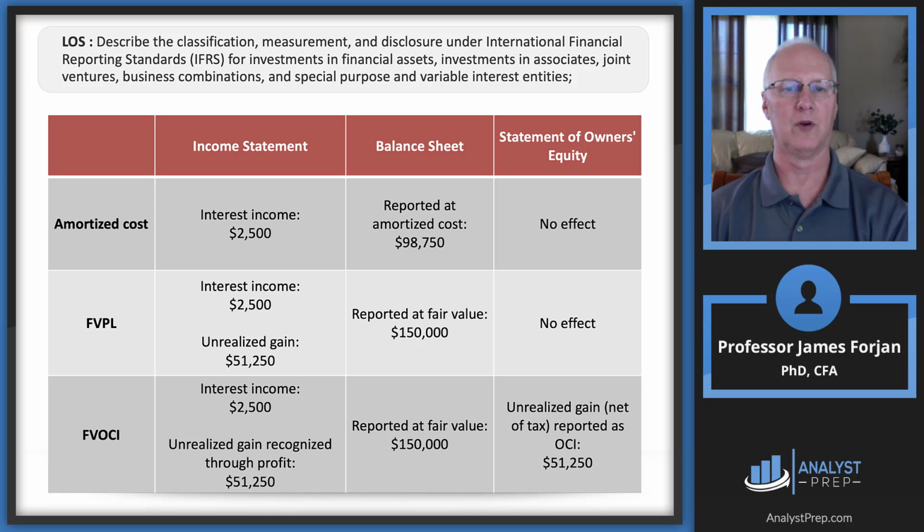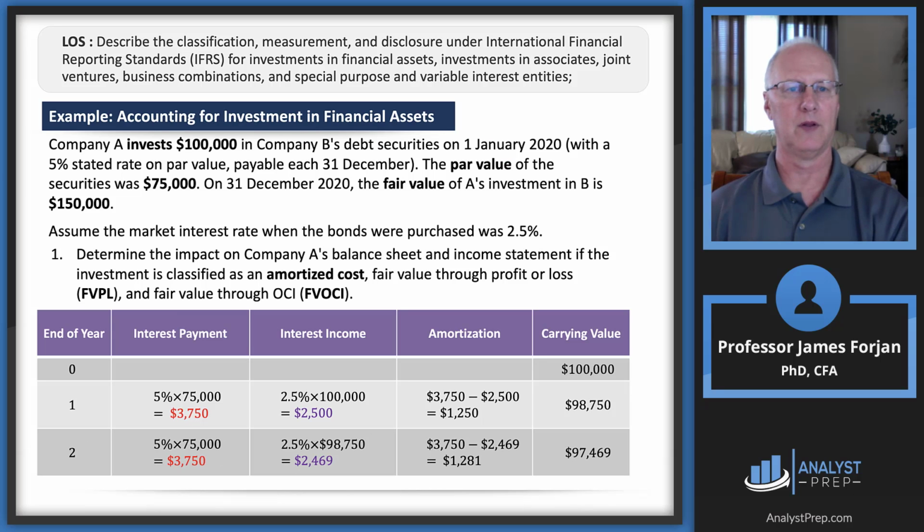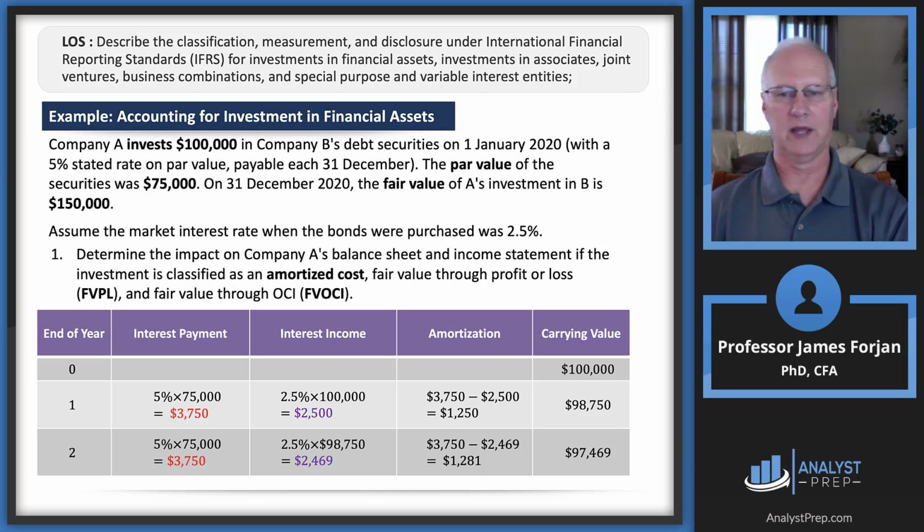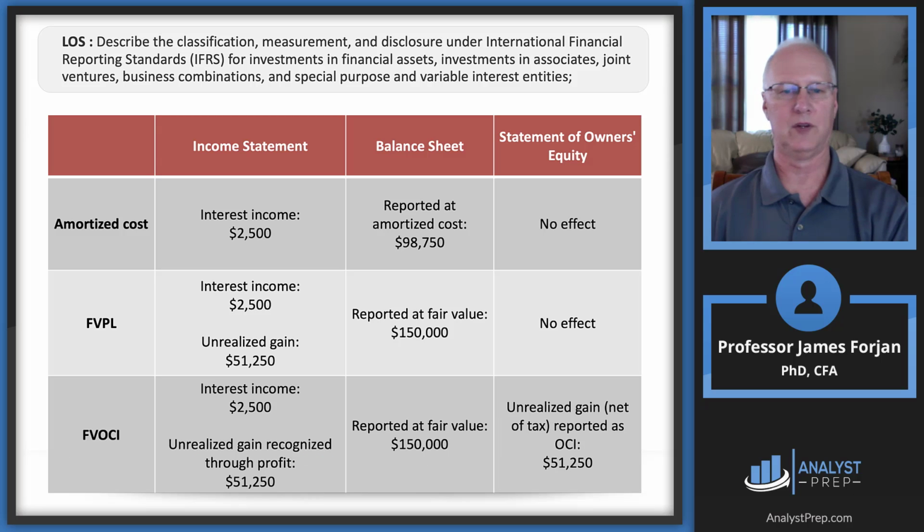Interest income, of course, is the same, but then here, let me just go back here. What did we do? We bought it for 100, right? And it was worth 150 at the end of the year. And so the gain, unrealized gain, is 50,000 plus. Let me just go back to that 1,250 there under the amortization. So there's the 51,250, and on the balance sheet we reported at its fair value of 150,000. No effect over there on the owner's equity.